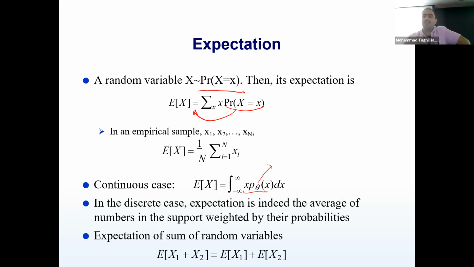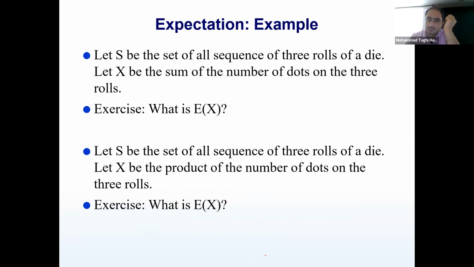So in a discrete case, you can say expectation is just the average of the numbers in the support, because all others are 0, weighted by their probabilities. So in some sense, it's a weighted average. And what are the weights? The probabilities. A very important fact about expectation is that we have linearity of expectation. It means that the expectation of x1 plus x2 is equal to E of x1 plus E of x2. That's very important. We are using it a lot.